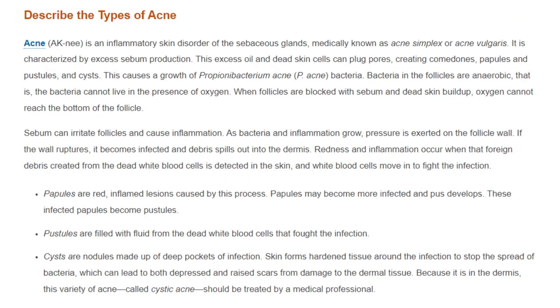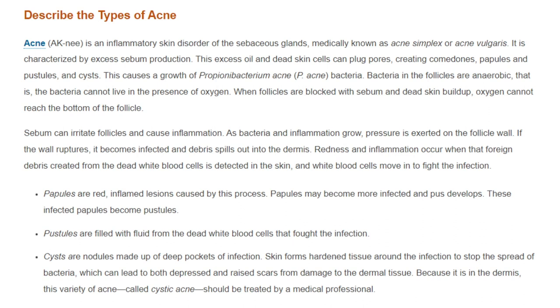Acne is an inflammatory skin disorder of the sebaceous glands, medically known as acne simplex or acne vulgaris. It is characterized by excess sebum production. This excess oil and dead skin cells can plug pores, creating comedones, papules and pustules, and cysts. This causes a growth of Propionibacterium acnes, P. acnes, bacteria. Bacteria in the follicles are anaerobic, that is, the bacteria cannot live in the presence of oxygen.